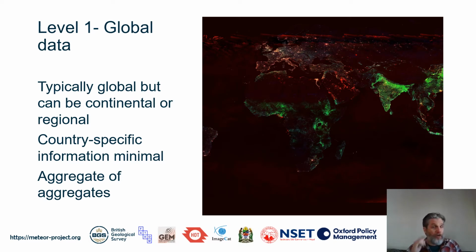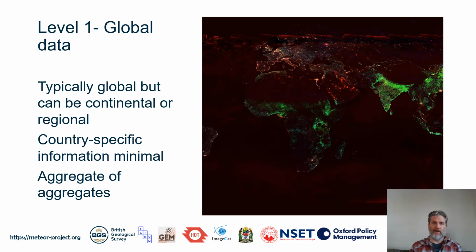All right, now I'm going to go through those levels in a little bit more detail so that you've got an understanding of what they are. And so when we talk about level 1, level 3, level 5 data, you'll have an understanding of what that means. Level 1 data set, as I said, is global data. It's typically global, but it can be continental or regional.